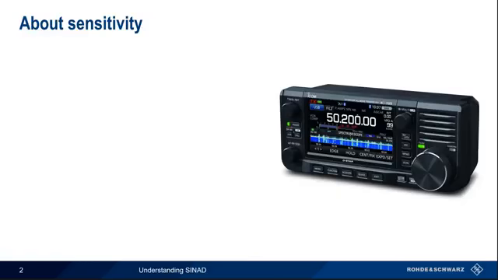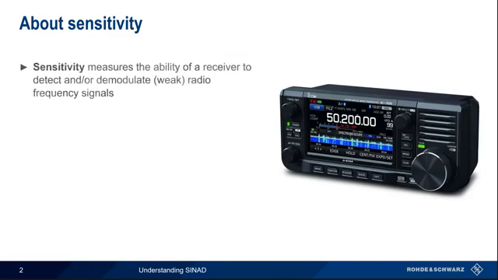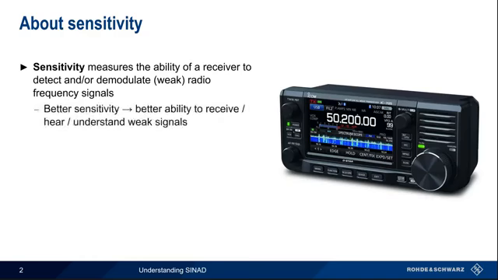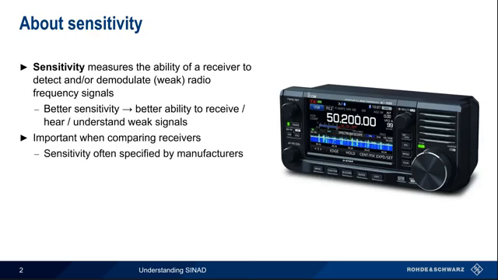We'll start by defining what we mean by sensitivity. Sensitivity describes the ability of a receiver to detect and/or demodulate a received radio frequency signal. More specifically, sensitivity is a way of quantifying the weakest signal that can be reliably received. Better sensitivity means a greater ability to receive and extract information from weak signals, and in most cases this is a desirable quality. Sensitivity is particularly important when comparing receivers, and manufacturers usually include sensitivity in their receiver specifications.